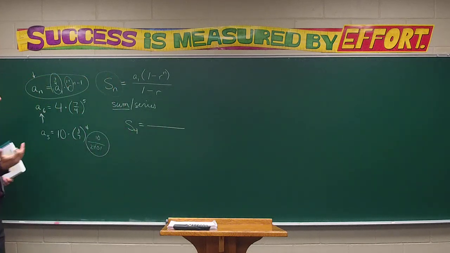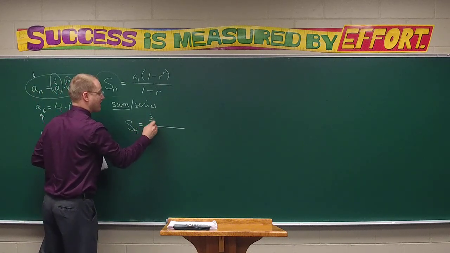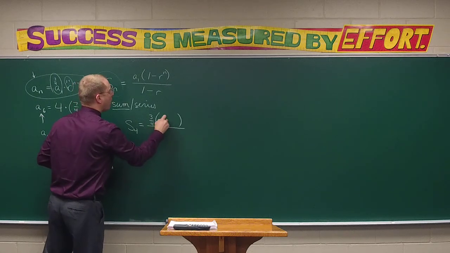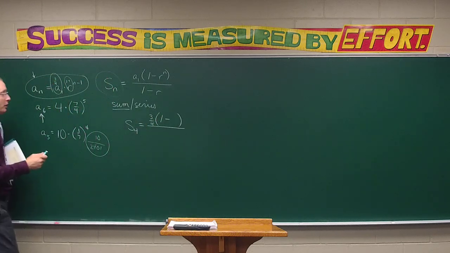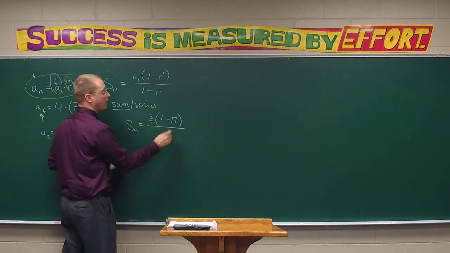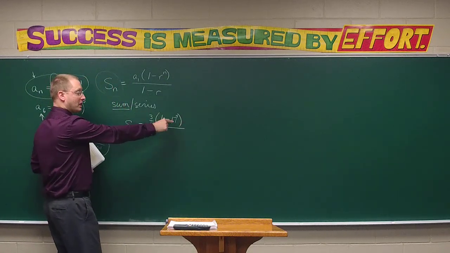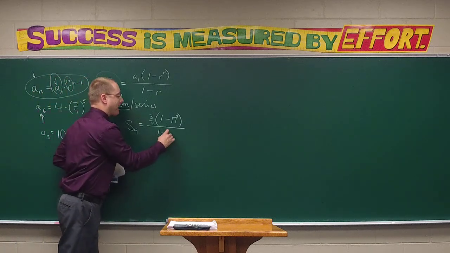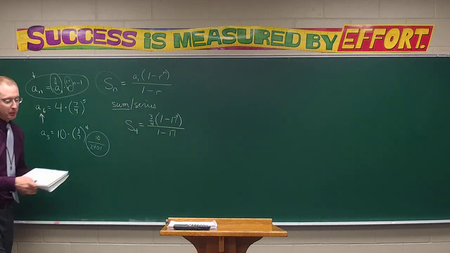For the a sub 1, class, we'll plug in 3/4, because that's the first term, based on the algorithm they gave us. Then we'll do 1 minus r, which is 17, and we're going to raise the 17 to the 4th power. So we're going to get a really big number right there, all over 1 minus the 17. That's how we should have plugged this in.